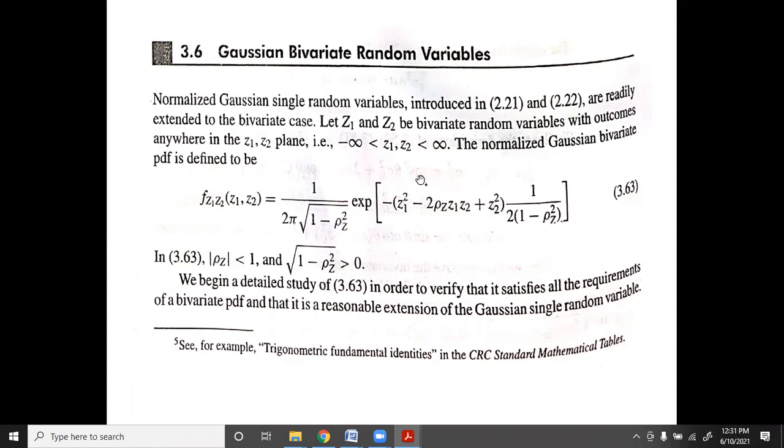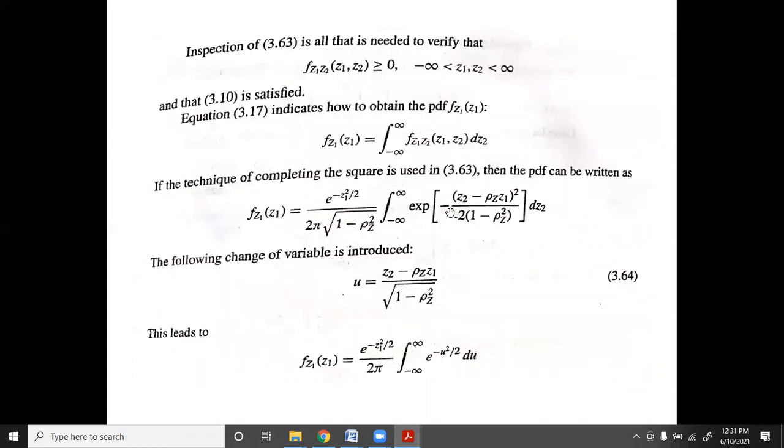So this should be made a squared quantity. If you make it a squared quantity, you will get z2 minus rho z z1 whole squared, and we will be left with an additional quantity, e to the power of minus z1 squared by 2. We get this quantity additionally, and that gets cancelled, and hence we get this. So you need to do this simplification over here.